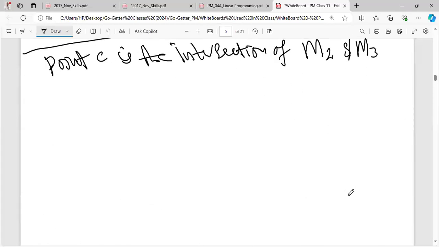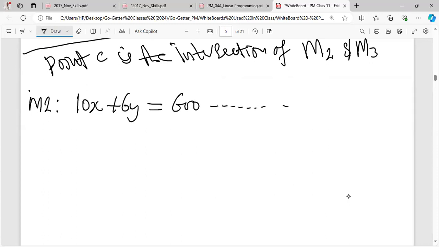So we'll start, this is M2. M2 happens to be 10x plus 6y equal to 600. Let's call it equation 1. Then we have M3, which is 4x plus 12y.